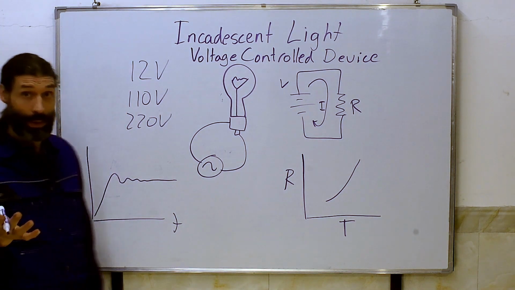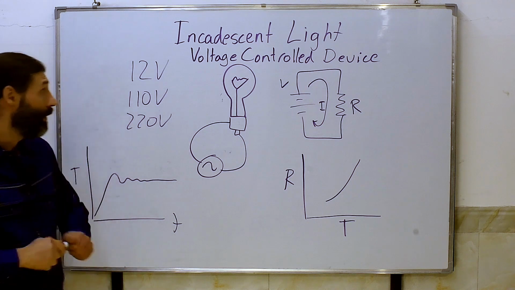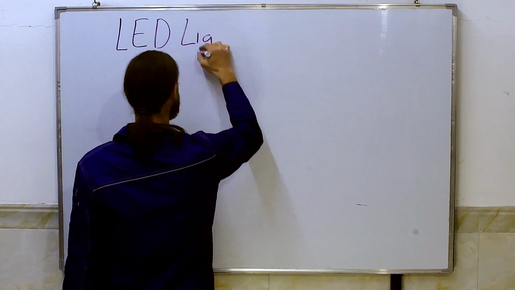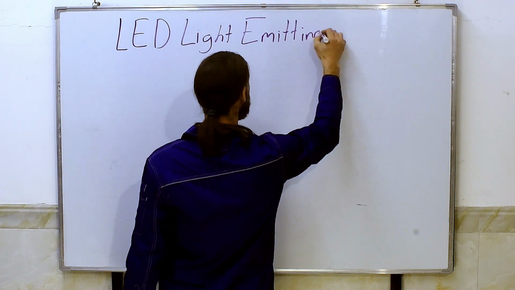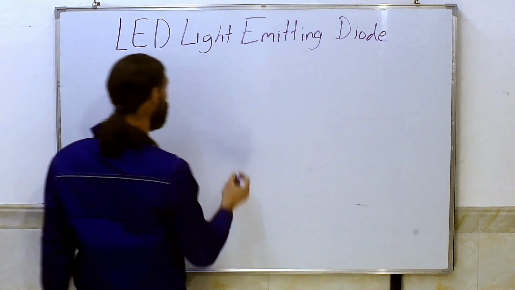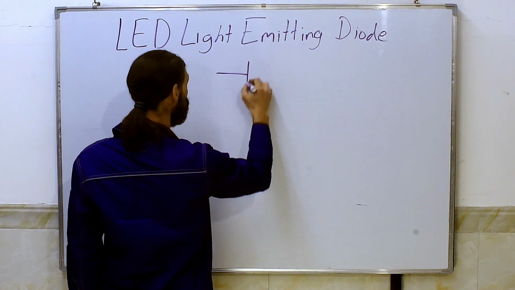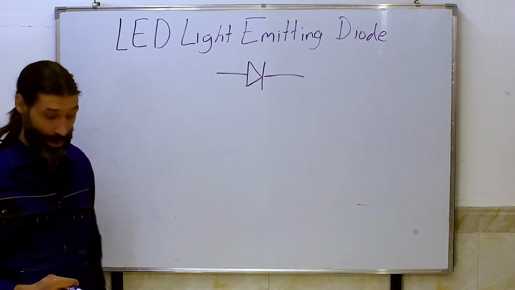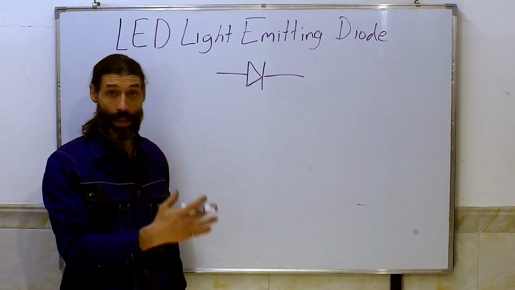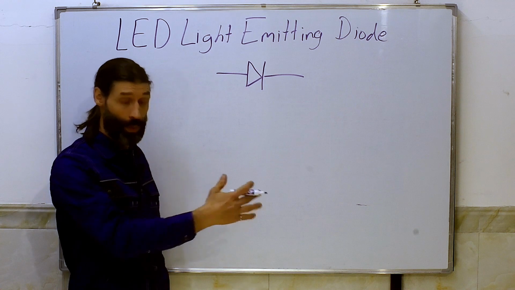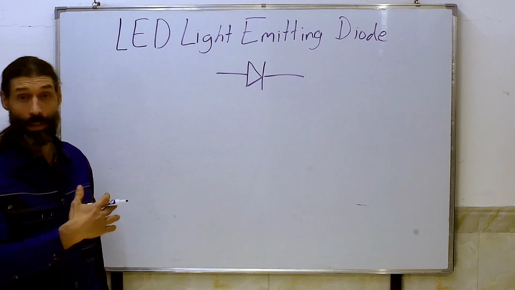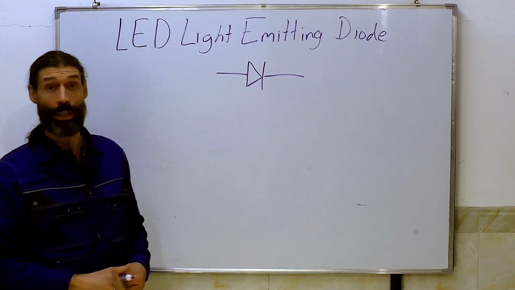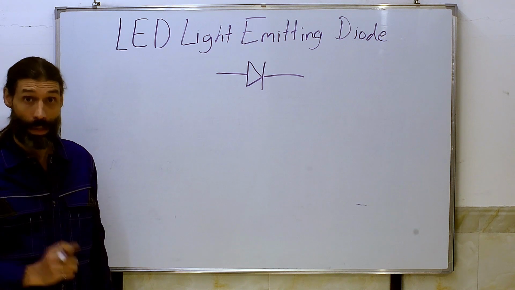But we don't really want to play with light bulbs. We want to play with LEDs. So how do LEDs work? LED stands for light emitting diode. And the electrical symbol for a diode is a triangle with a line in front of it. Now, a diode is a semiconductor device. So a conductor lets all the current flow through it, and an insulator lets none of the current flow through it. Let's say a metal is a good conductor and glass is a good insulator. Well, a semiconductor is somewhere in the middle.